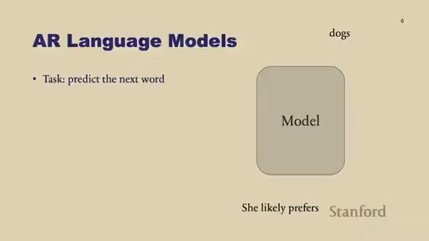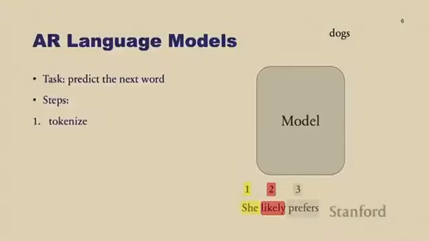Great. So autoregressive language models. At a high level, the task of an autoregressive language model is simply predicting the next word, as I just said. If you have a sentence like "she likely prefers", one potential next word might be "dogs". And the way we do it is that we first tokenize. You take these words or subwords, you tokenize them, and then you give an ID for each token. So here you have 1, 2, 3.